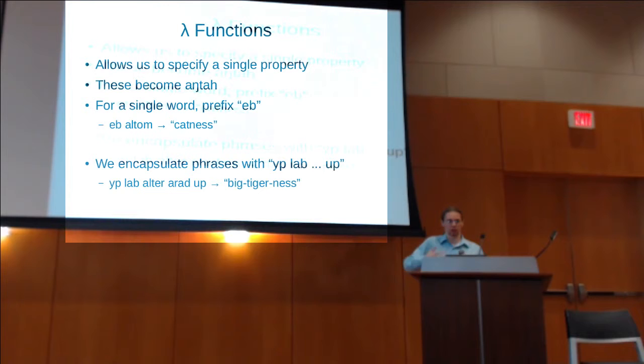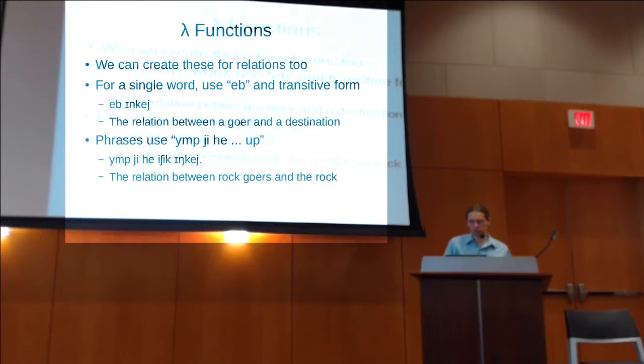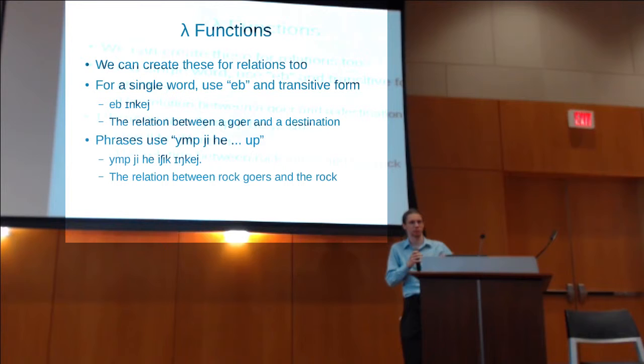We can also use this for relationships, for which you should use ed, you just use the transitive form of the verb. Or you have to use ump, if you're going to use a raised phrase with two arguments, right? Because we need to warn the speaker about what's going to come up. We are slightly ambiguous. Well, completely ambiguous. And this talks about relationships.